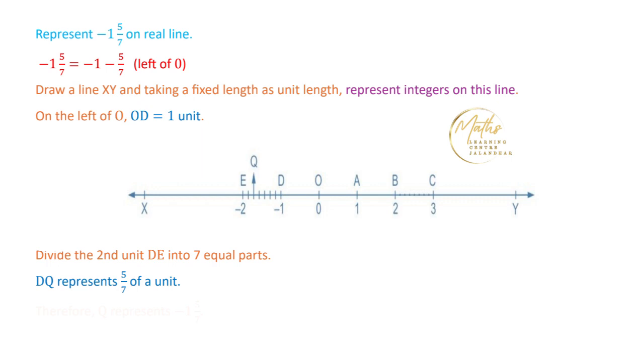So what we have done is, we have started from this point 0. We have moved 1 unit length towards the left, and then we have moved 5 by 7 unit length towards the left. It means that this point Q represents the number minus 1 whole 5 by 7.